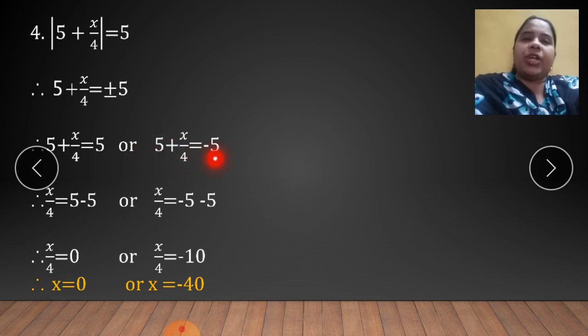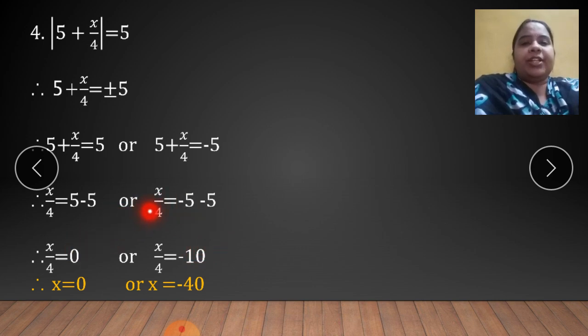Correct? So what should I do? As my next step, I will shift this 5 this side. It will become 5 minus 5. X upon 4, the fraction will be as it is. Okay? Again I am telling you, this is a slight difference between this and the previous sum. The way how it is written. It is 5 plus x upon 4. Okay? So shift this 5 here. Even this 5 will be shifted here. It will become minus 5 minus 5. Right? So 5 minus 5 is 0. Minus 5 minus 5 is minus 10.